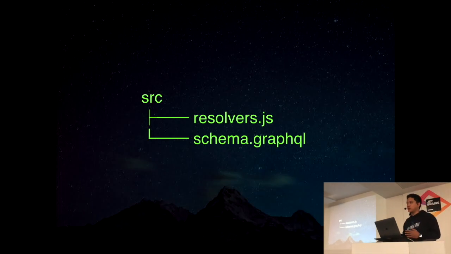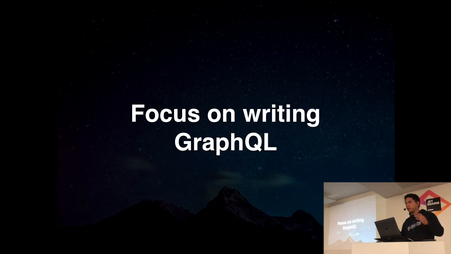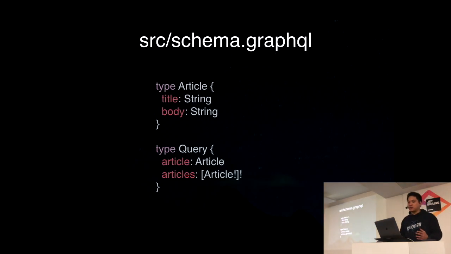When you're working with GraphQL, you want to focus on your GraphQL types with your schema.graphql and its resolvers, right? So in general, you just want to focus on GraphQL. What you typically do in your schema is define all your types in the schema definition language.